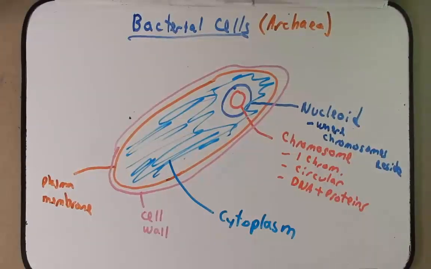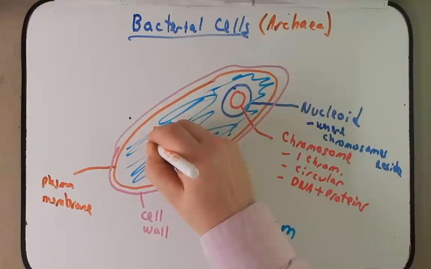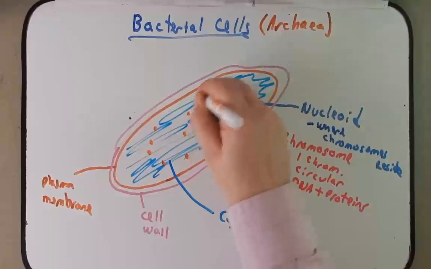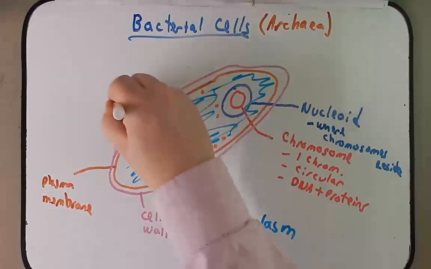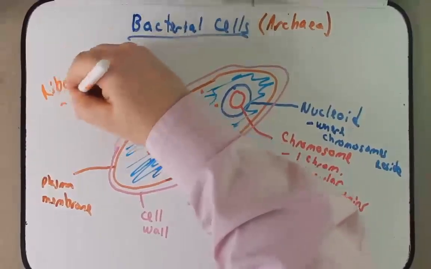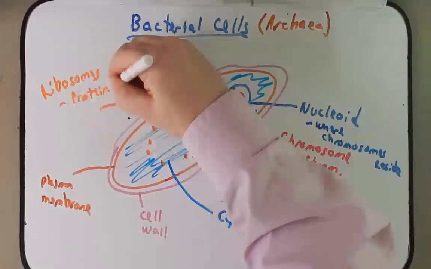In addition to the nucleoid, there are some other features found in the cytoplasm. One of these is ribosomes. And ribosomes are going to be found throughout the cytoplasm. We'll draw those up here. These are important in protein production.